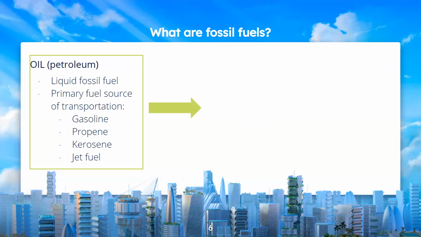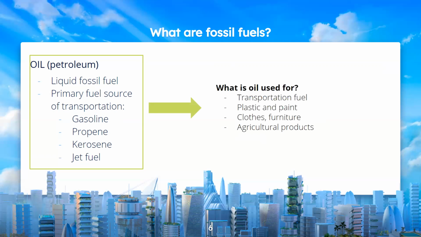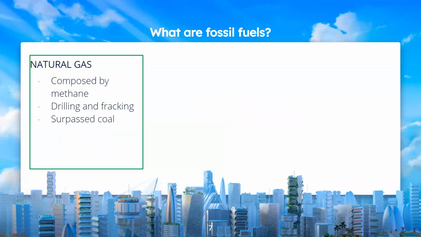But what is oil used for? Mainly, oil is, as said before, transformed into transportation fuel, but petroleum can also be found in other daily products, such as clothes, cooking utensils, furniture, and even some agricultural products, such as fertilizers or insecticides that contain petroleum.